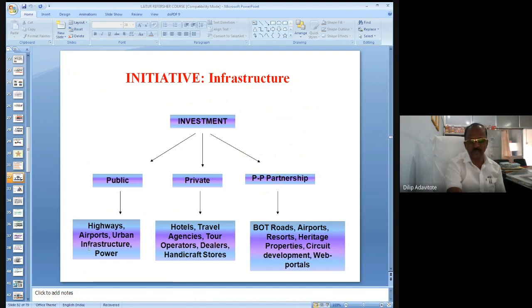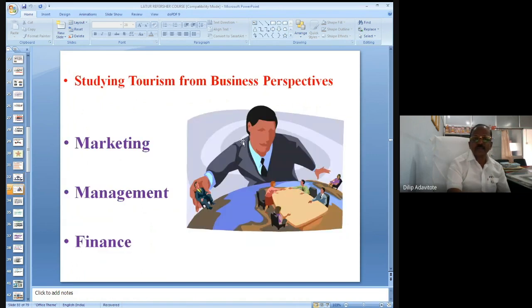Highways, airports, urban infrastructure, power: public sector. Hotels, travel agencies, tour operators, dealers, handicraft shops: private sector. Both private and public: BOT roads, airports, resorts, heritage circuit developments, web portal. These are the initiatives for the development of the tourism sector. Infrastructure is required, and the government wishes to develop in this way.